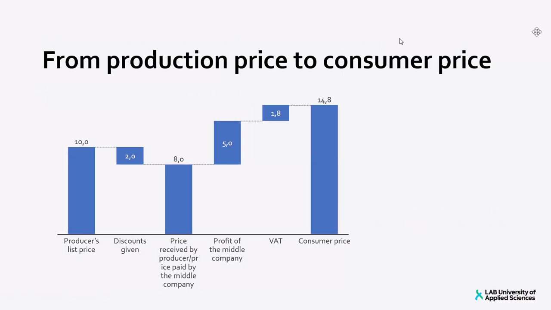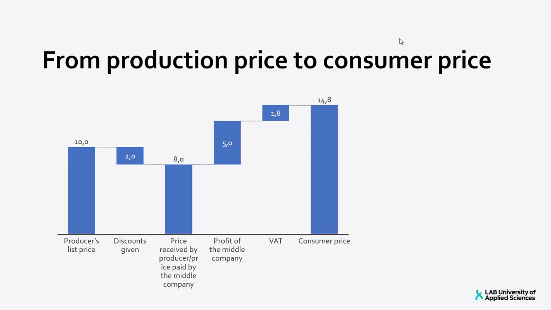One more perspective still on the price. Here we have the producer's list price. So they have produced something. Let's say, I'm still thinking about the bread, so let's say this is a bread producer. This is a bit more expensive bread, but let's ignore that. So the list price for the bread is 10 euros.